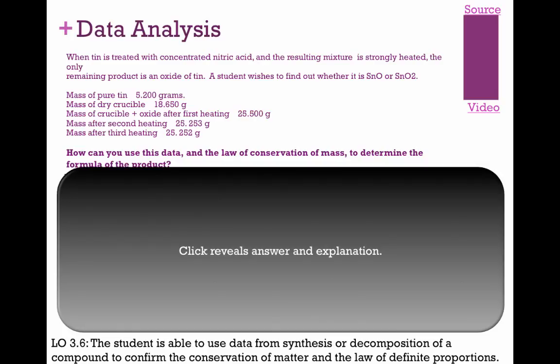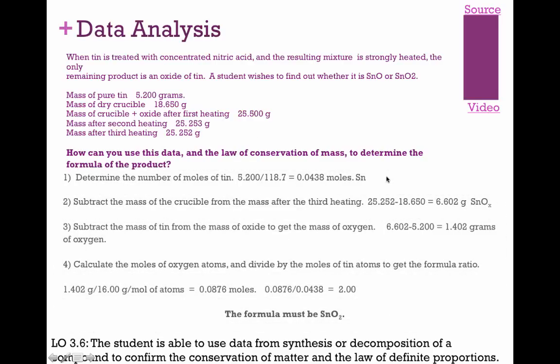Data analysis question. So this was one like, it was the 2014 number 1 free response question from last week. It had like the mass of the KI tablet, and then it was the one that we did in class. That one's kind of like this. So you have tin, crucible plus the solid after the heating, after the second heating, and after the third heating. And then it's going to just ask you questions about this. So how can you use this data and the law of conservation of mass to determine the formula of the product? So this is just kind of going through and reviewing some lab techniques.